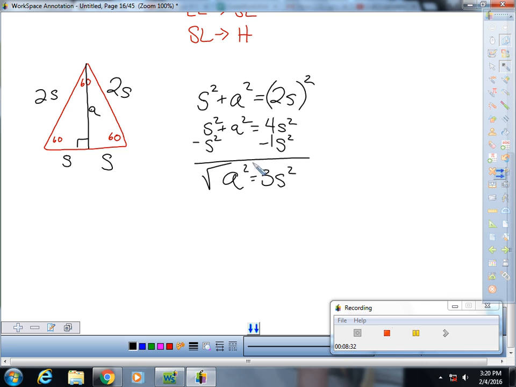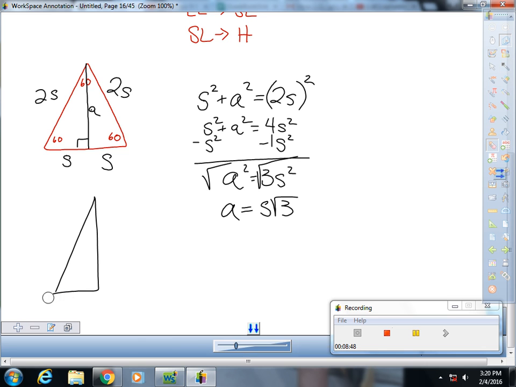Square root both of these sides. And you get the square root of A squared is just A. And the square root of 3S squared, we could take our S out. And then you get an S radical 3. So, now we know that our picture looks like this. Do you understand where that comes from? I hope so.